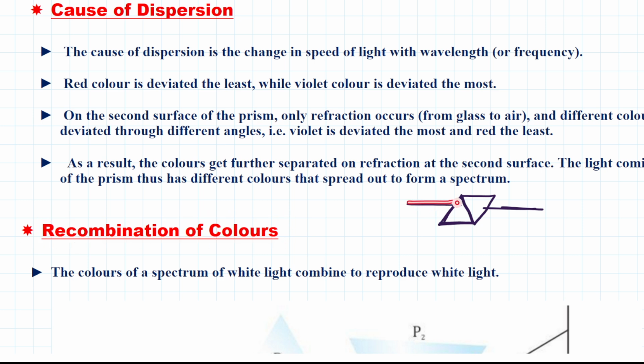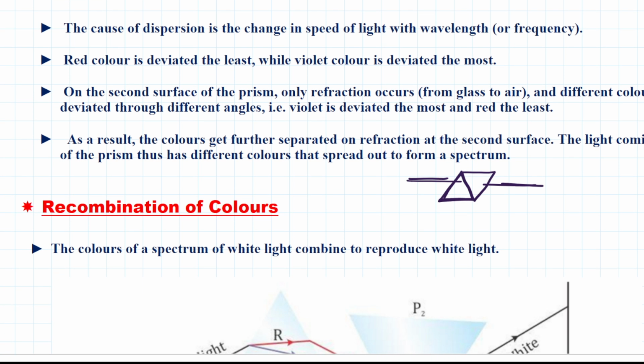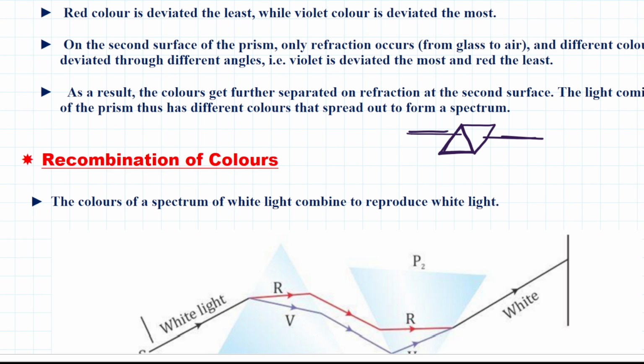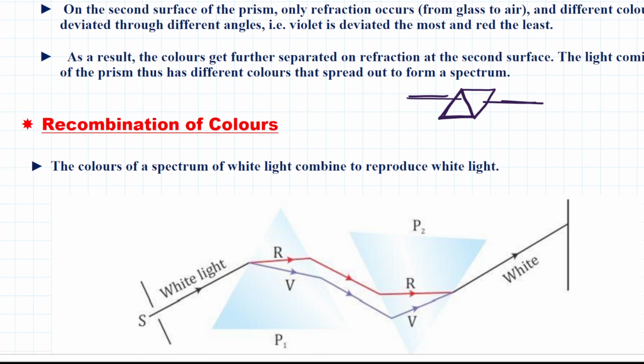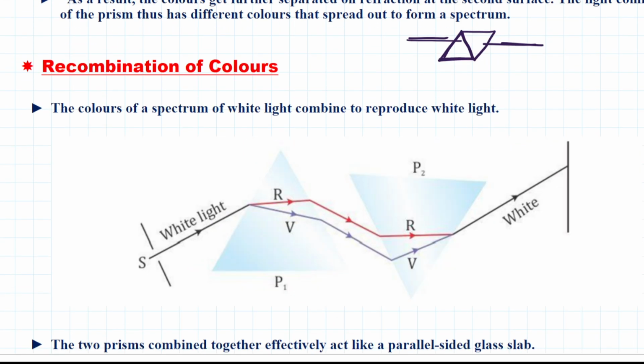Then here you can see the recombination of colors. So when white light is passed through one prism and divided into 7 colors, and those 7 colors again pass through another prism, it will look like a glass slab now. So this will again produce that same white light. Here you can see the colors of the spectrum of white light combine to reproduce white light again.